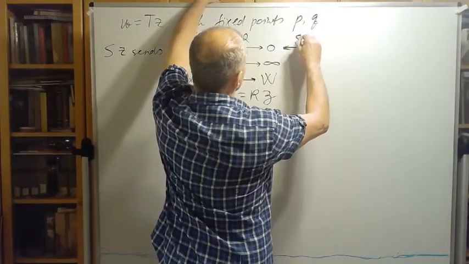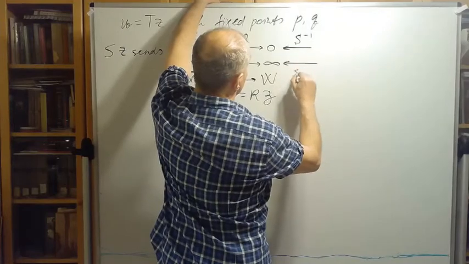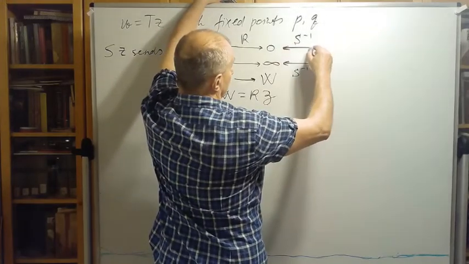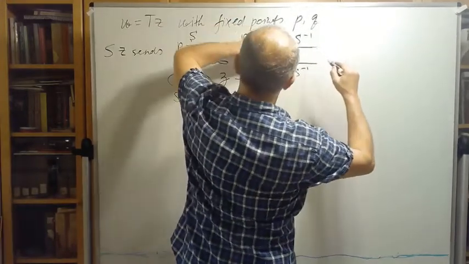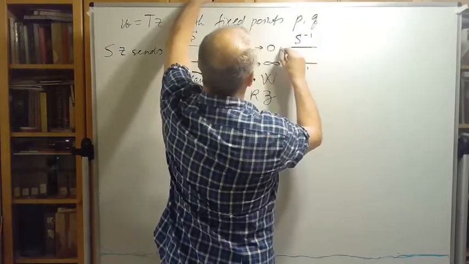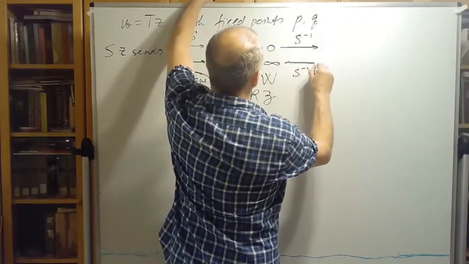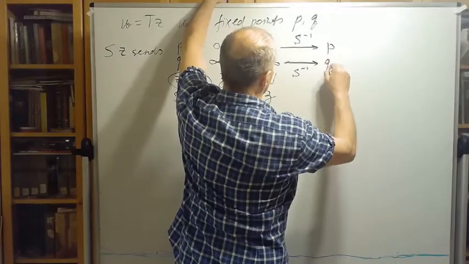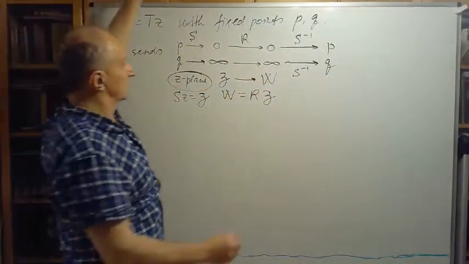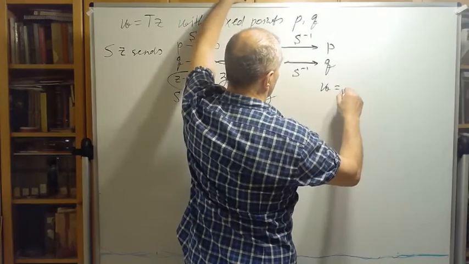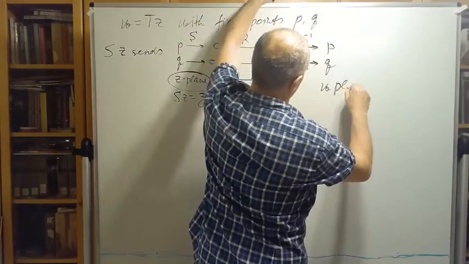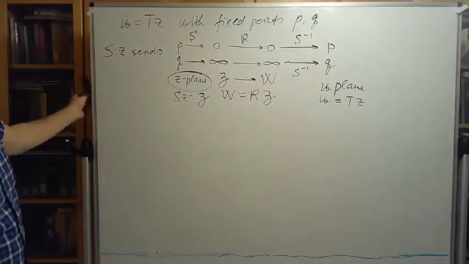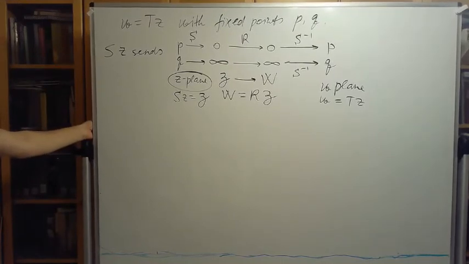So this will be transformation S minus 1 that sends, S minus 1, it's the inverse of the original transformation S that sends 0 back to point P and infinity back to point Q. This will be the W plane, where W is Tz, where T is our transformation. That's the whole thing, how it happens.